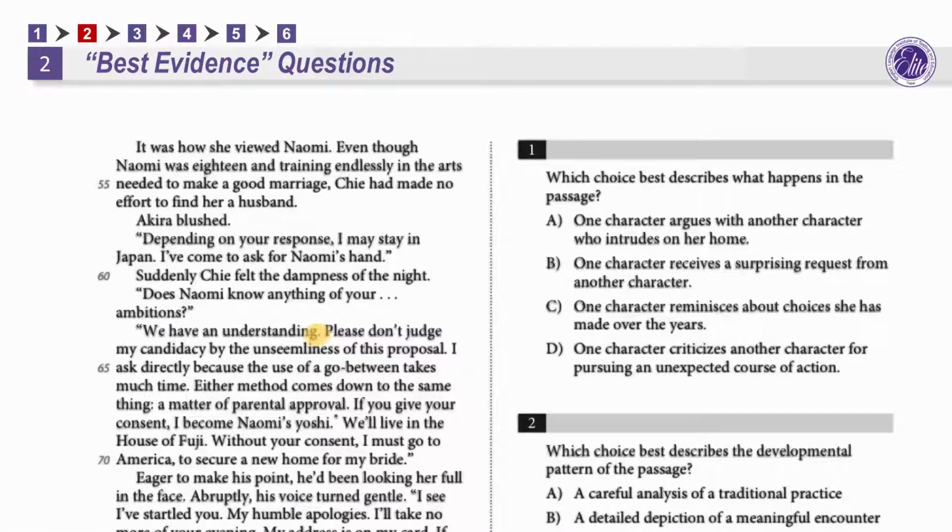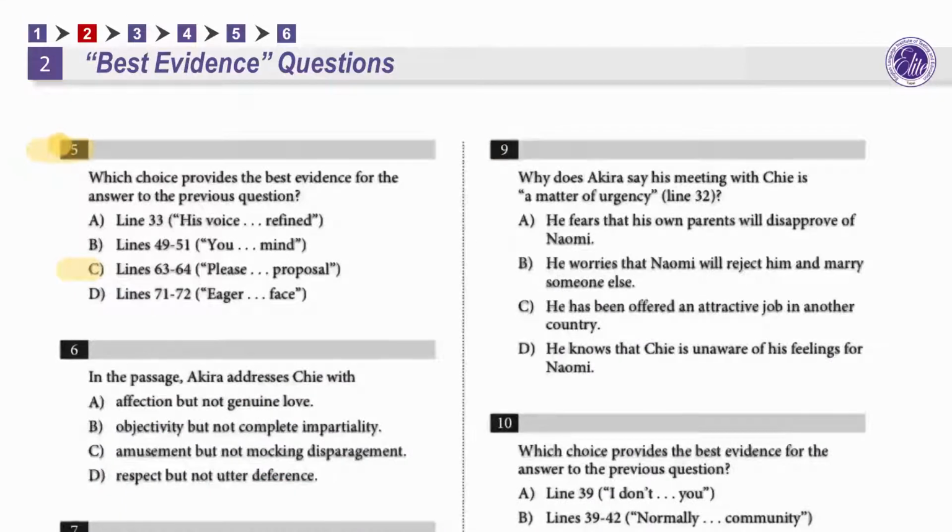Here, Akira says to Cher, "Please don't judge my candidacy by the unseemliness of this proposal." This part of the passage contains the 2 words that we are looking for. It contains the word proposal, which is the subject to the answer we gave to question 4, and it contains this word unseemliness, which is the same idea as inappropriate, as we gave in the answer to question 4. So when I return to question number 5, I select the answer C, lines 63 to 64.